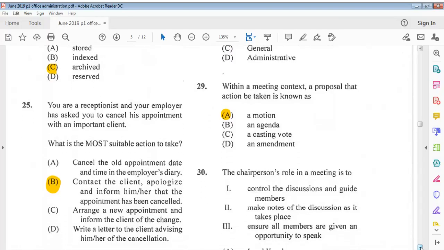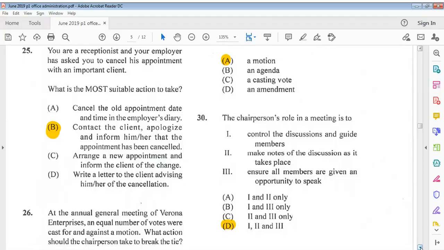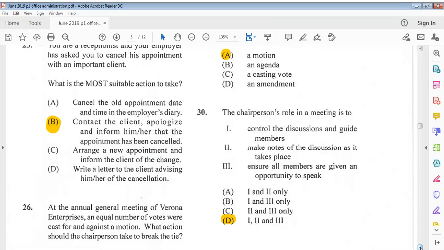Let's move on to question number 30. The chairperson's role in a meeting is to: 1, control the discussions and guide members. 2, make notes of the discussion as it takes place. 3, ensure all members are given an opportunity to speak. So which would be the answer? Is it 1 and 2 only? Is it 1 and 3 only? Is it 2 and 3 only? Or is it 1, 2, and 3? So we know it involves all the above, the things that are mentioned here. So it would be D, 1, 2, and 3.